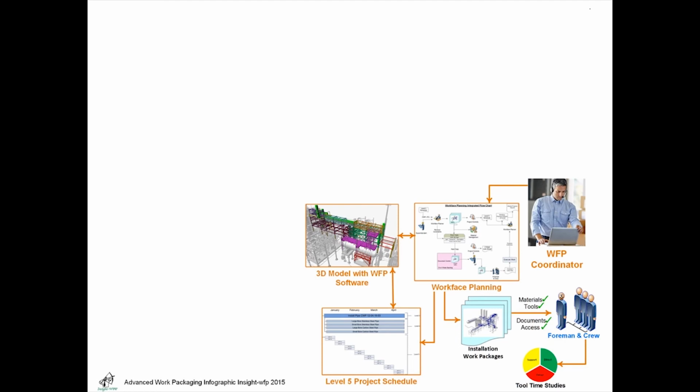The workforce planning portion of the roadmap covers the appointment of the workforce planning coordinator, the development of workforce planners, the implementation of workforce planning software, the creation of installation work packages with the removal of constraints, the population of the Level 5 rolling wave schedule, the 3-week look ahead, the execution of work in the field, and the measurement of progress through earned value management and tool time studies.